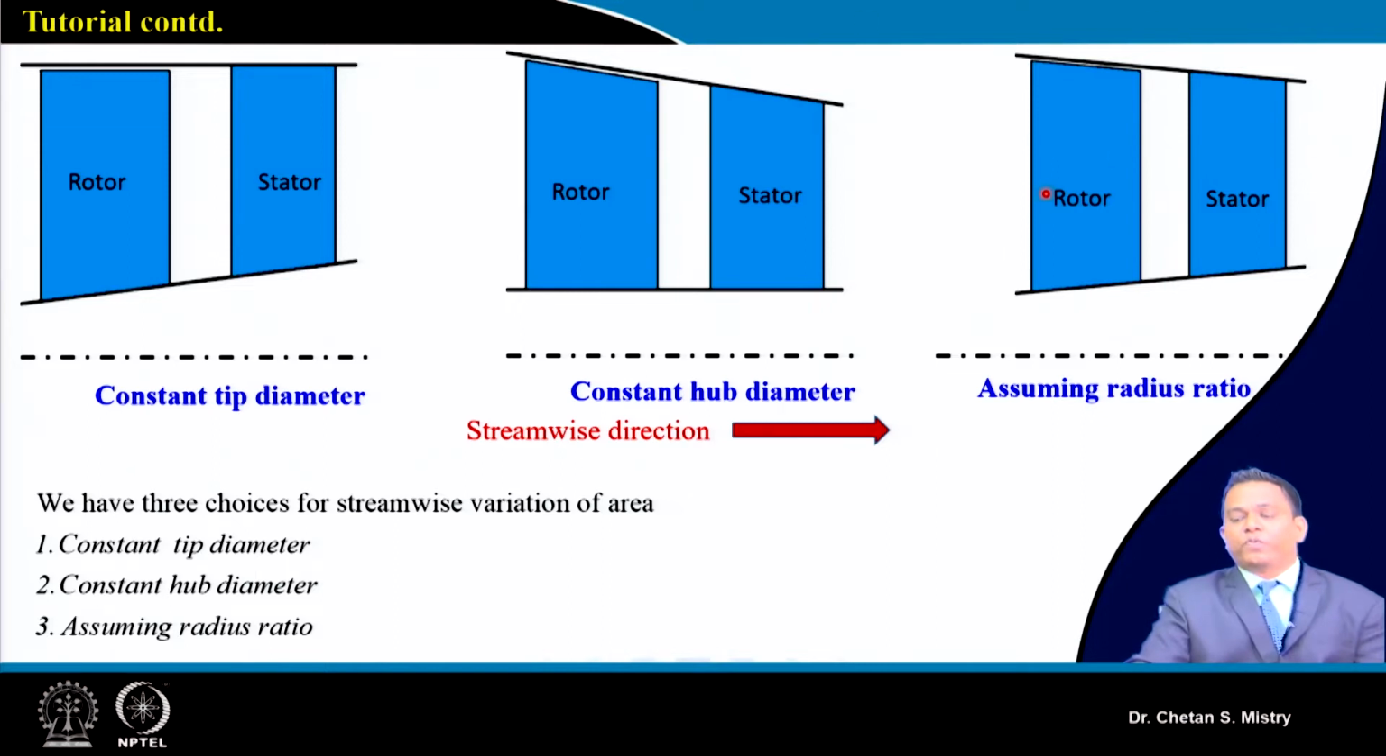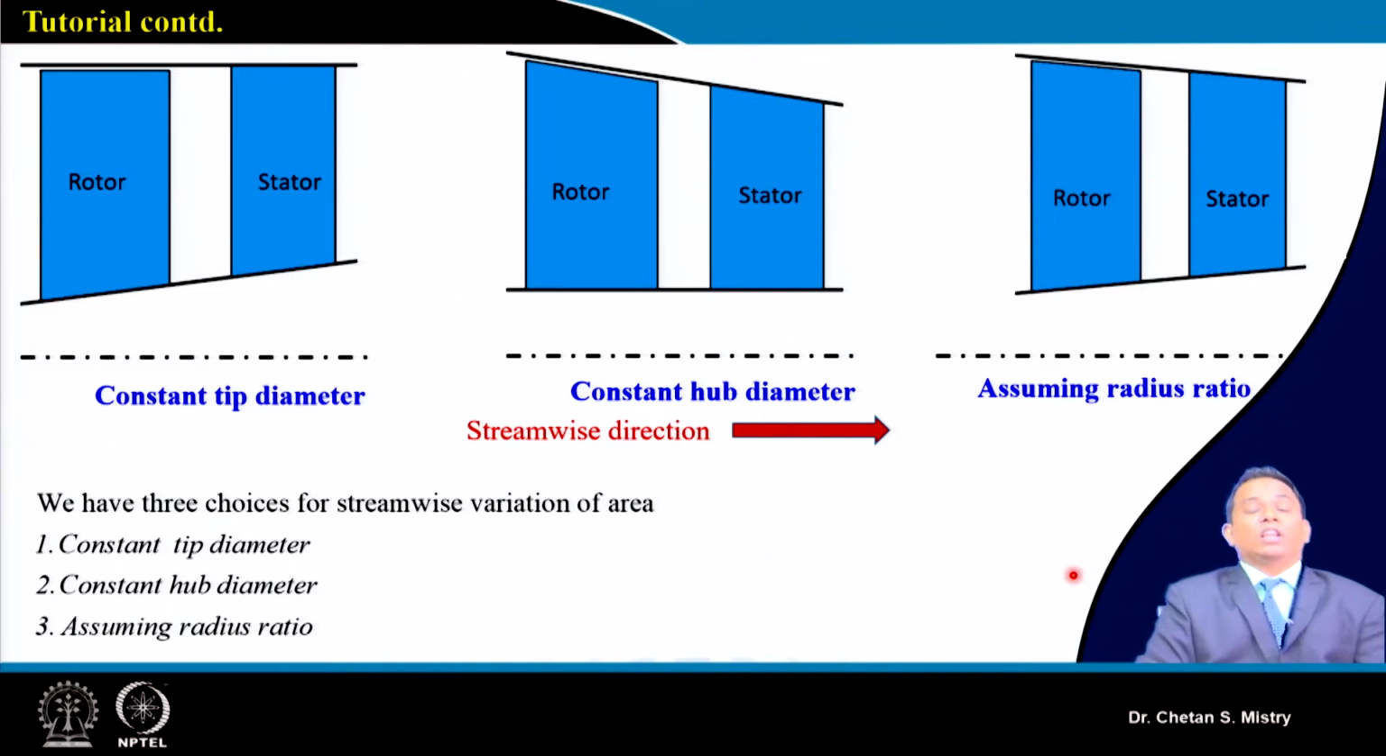Now, another configuration is where we assume a radius ratio. Maybe you can assume the same radius ratio as your entry condition, or you can assume a different exit radius ratio. It is even possible to assume the mean diameter, or the mean radius, to be the same. In that case, you can calculate the hub diameter and the tip diameter. So be careful about all these aspects. If you recall, when we discussed the Pratt and Whitney engine, we discussed different kinds of flow tracks.